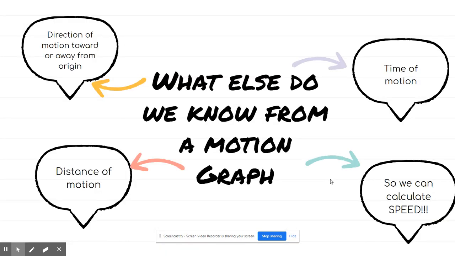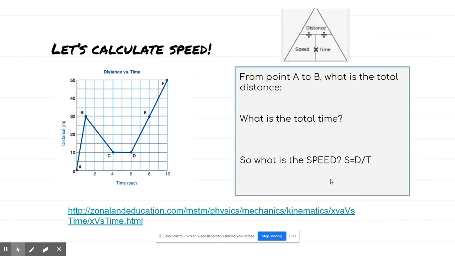All right, so now that we've practiced with that, what do we know from a motion graph? You know the direction. Is it moving toward the origin or going away? You know the amount of distance because you look at the y-axis and see how much the distance is covered. You know the time because you look at the x-axis to see how long it took. And if you know the distance and you know the time, then you can calculate speed, right? Speed equals distance divided by time. So let's take a look at this. You have your distance time triangle, so you can calculate speed if you need help up there.